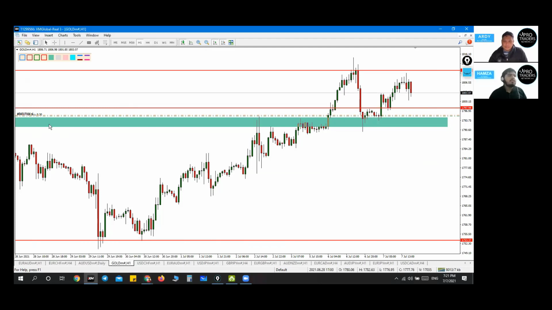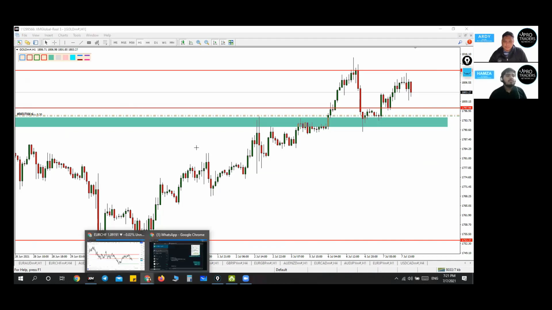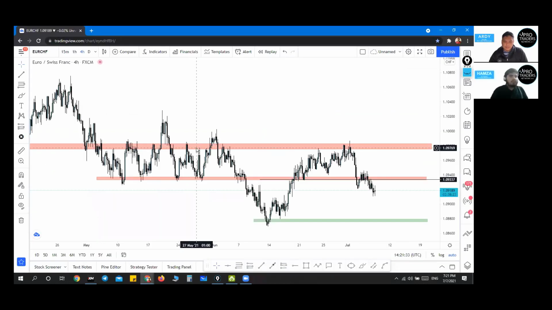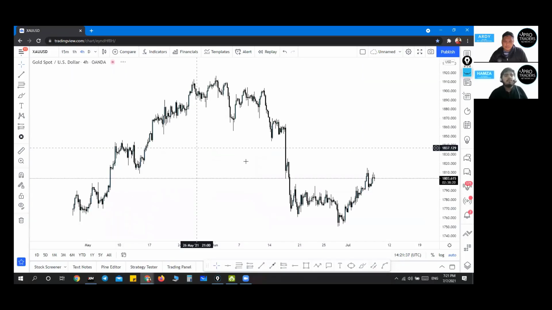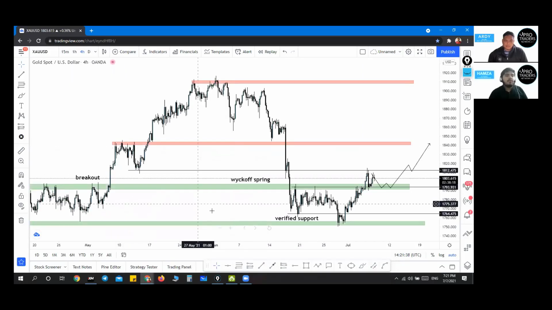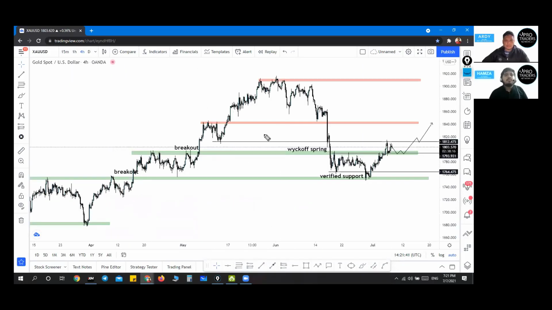Actually the lot size is not too big because of the risk management, because my stop loss was below these lows and gold is too volatile. So that's why I make my position size much lower. So if we go to the XAUUSD on TradingView, yeah, just give me a minute.